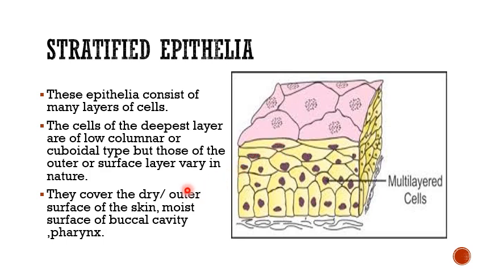They cover the dry outer surface of the skin, and the moist surface of the buccal cavity to give the secretion like the saliva, and the pharynx. So stratified epithelium means it consists of more than one layer, that is, a multi-layered structure present on the covering or dry surface of your skin.